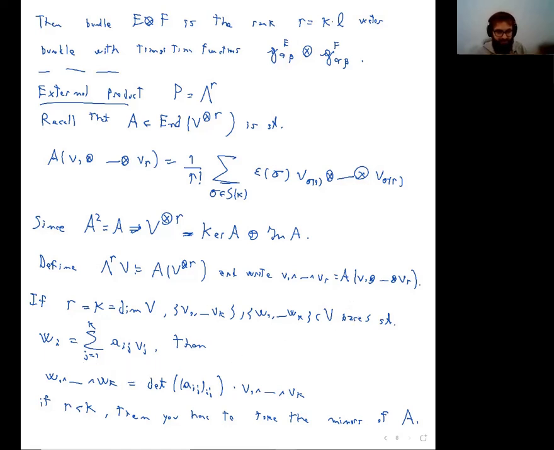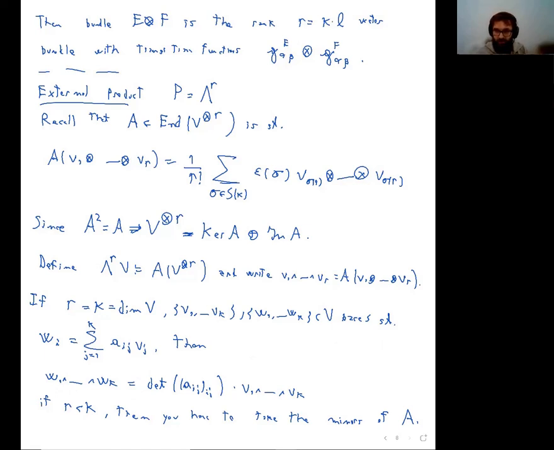I don't think there is really a good way to write this, but you have to write this: W1 wedge W2 is the sum over I and J of the minor with, I think, rows one and two and columns I and J, times VI wedge VJ. Something complicated has to do with minors.